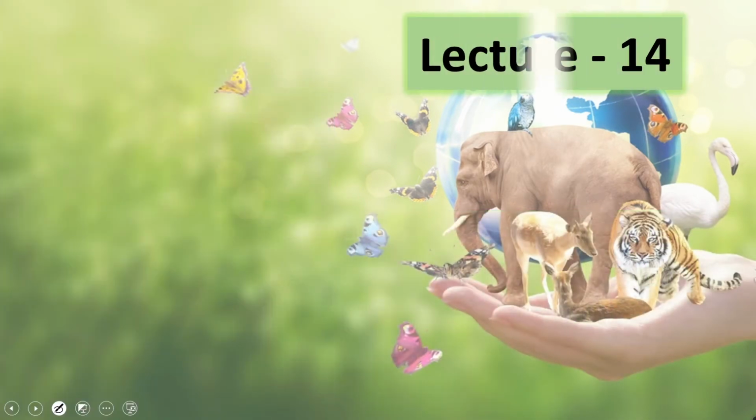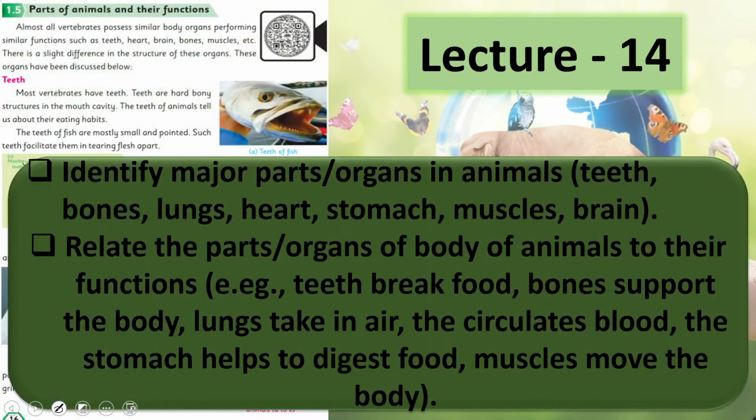So my dear students, in lecture number 14, the students will be able to identify major parts, organs in animals like teeth, bones, lungs, heart, stomach, muscles, and brain. And they will also be able to relate the parts, organs of body of animals to their functions. For example, teeth break down food, bones support the body, lungs take in air, the heart circulates the blood, and stomach helps to digest food, muscles move the body.